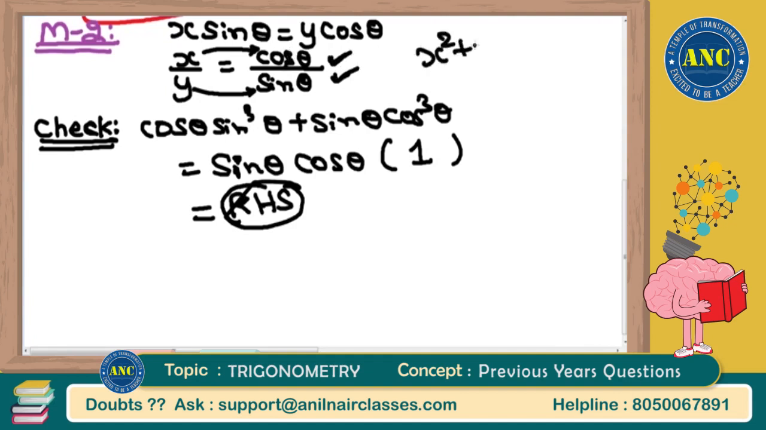x square plus y square will be cos square theta plus sin square theta. You take the first, get the value, substitute in the second, or you take the second, get the value, substitute in the first. Both will give you the same answer. I will teach you multiple methods. You decide which method you want. I hope the idea is clear.